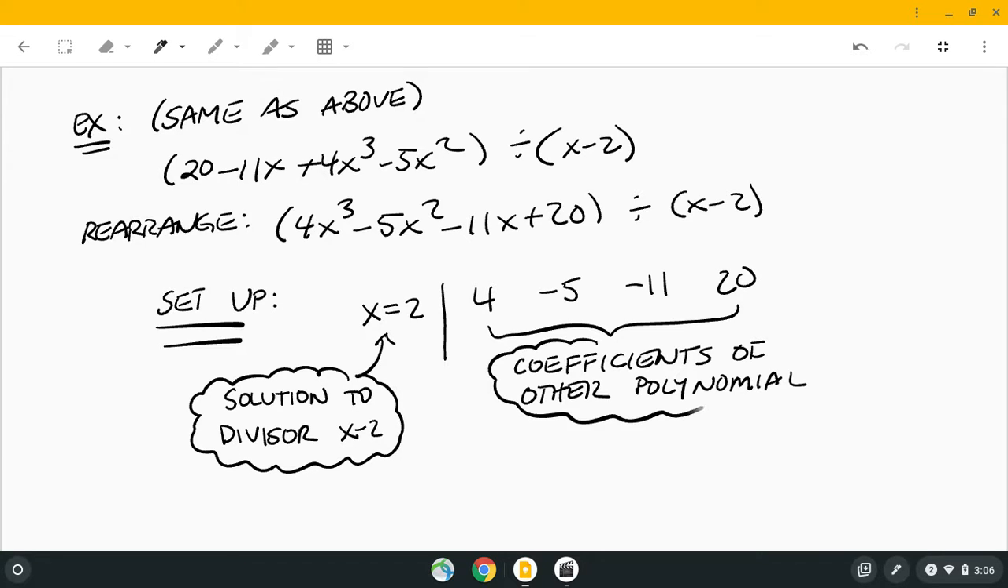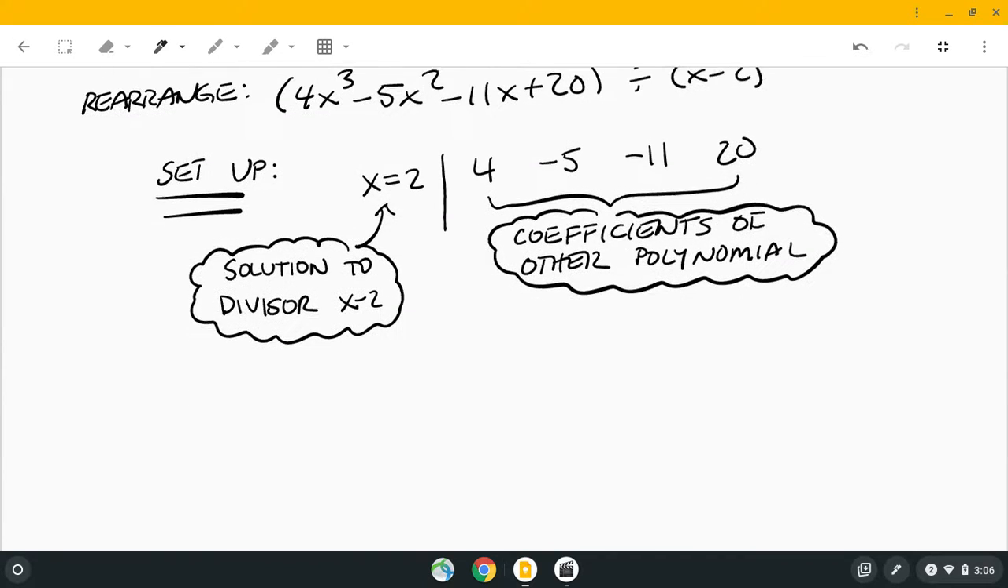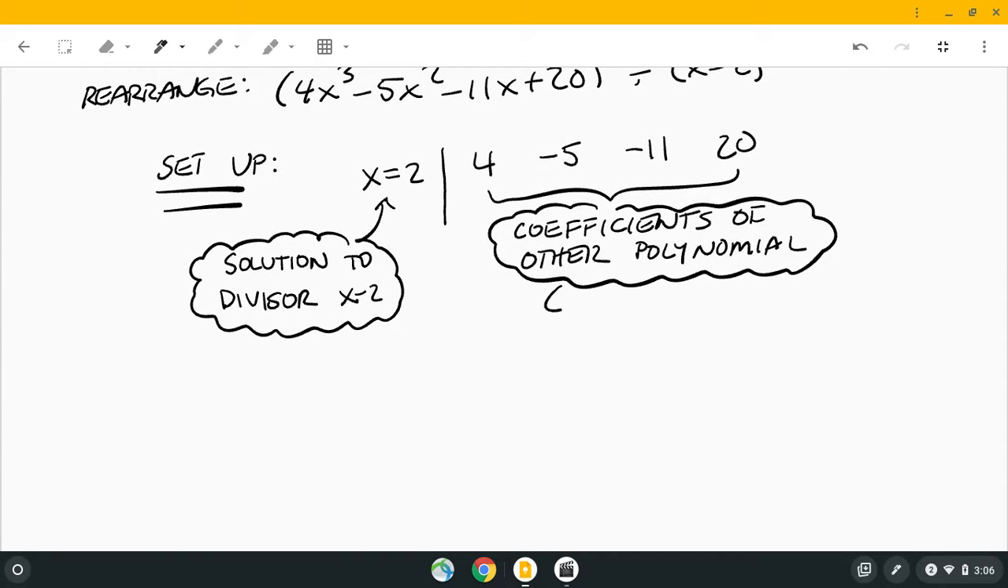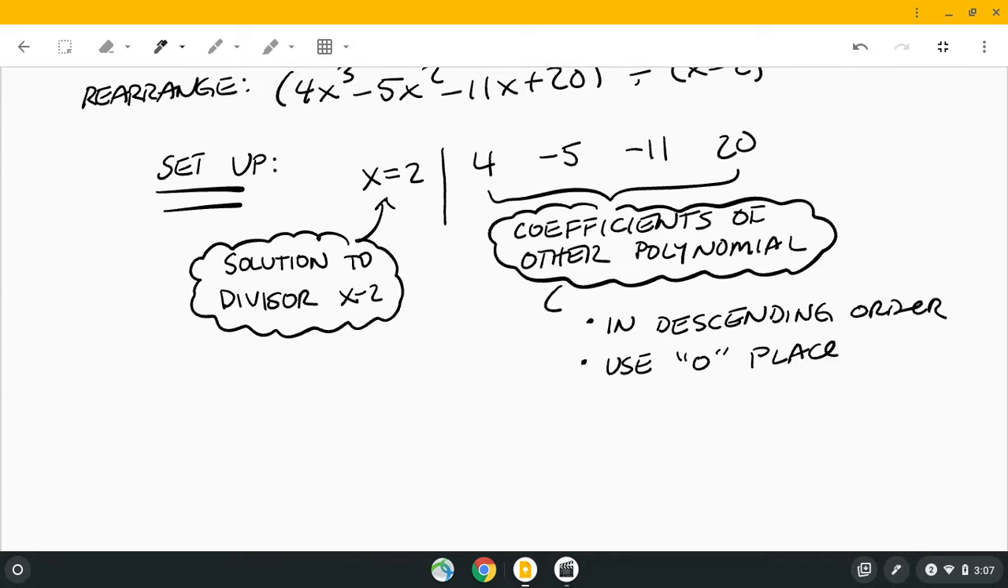And just like with long division, we want to make sure that it is in descending order. And you also want to use 0 for placeholders. Okay, so use 0 placeholder for missing terms.